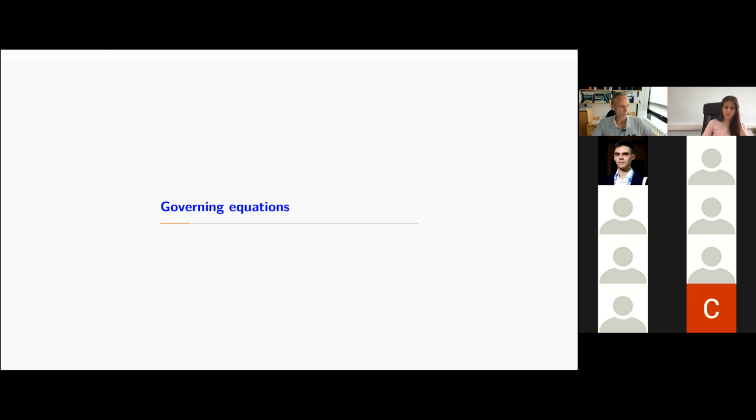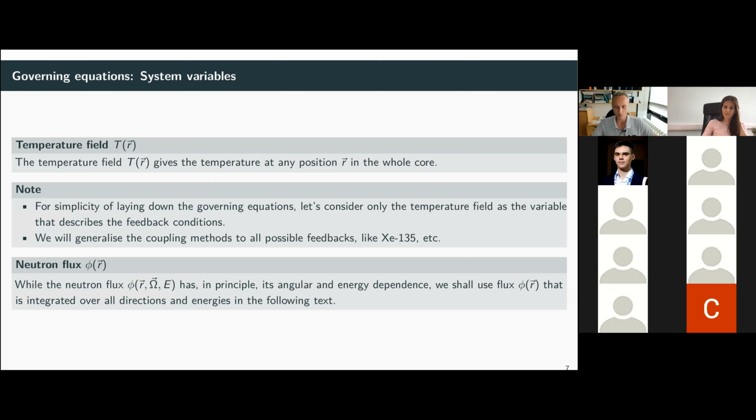Let's have a look at some equations. I'm not really going to show you many equations. So they're going to be actually incredibly simplified. I couldn't simplify them more, as you'll see. So these are the variables that I'm going to work with. The temperature field, so I'm going to denote it by T, depends on the location in the core. I'm only going to use the temperature field as the feedback example in my equations, but we can just generalize the outcome equations for all the other feedbacks. It will just keep the equation simple when I use only the temperature field.